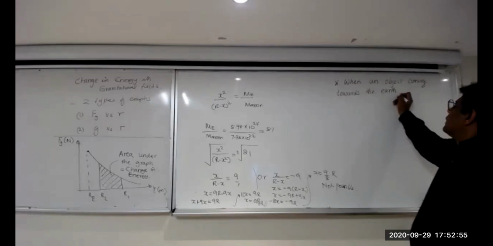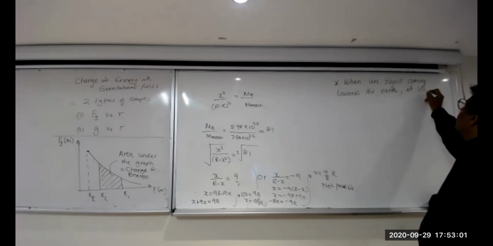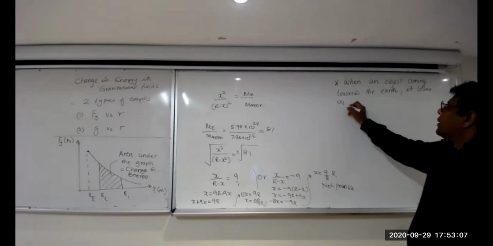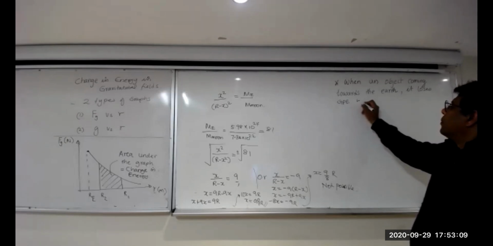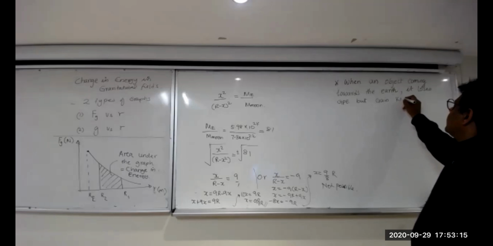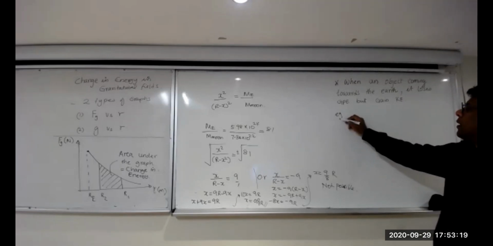Coming towards the Earth. That's how we write: loses GPE, but gains kinetic energy. So let me quickly make up a simple example.